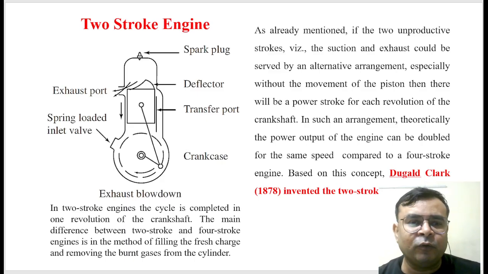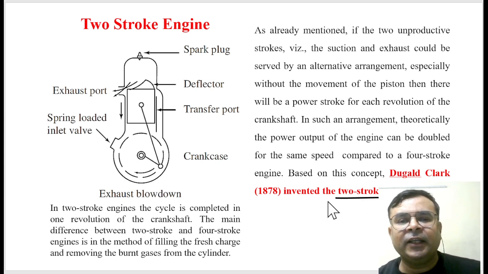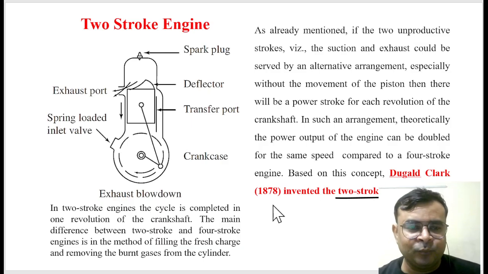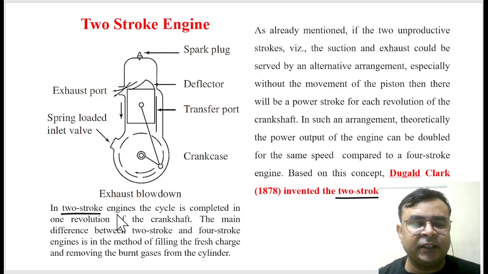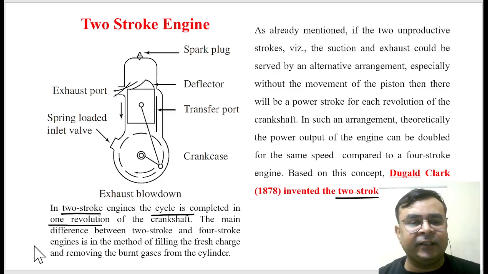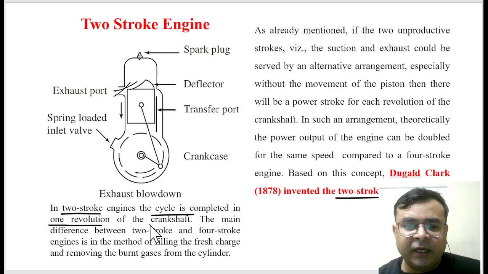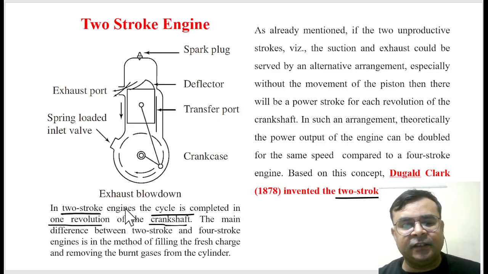Is it right? To overcome this issue, Clark developed, or invented, the two-stroke engine which produces power in every revolution. Is that right? So this is one of the biggest advantages of this two-stroke engine. It produces power in every revolution. You can see in the two-stroke engine, the cycle is completed in one revolution of the crankshaft. Is it right? This is a very important development of the IC engine. Is it right?